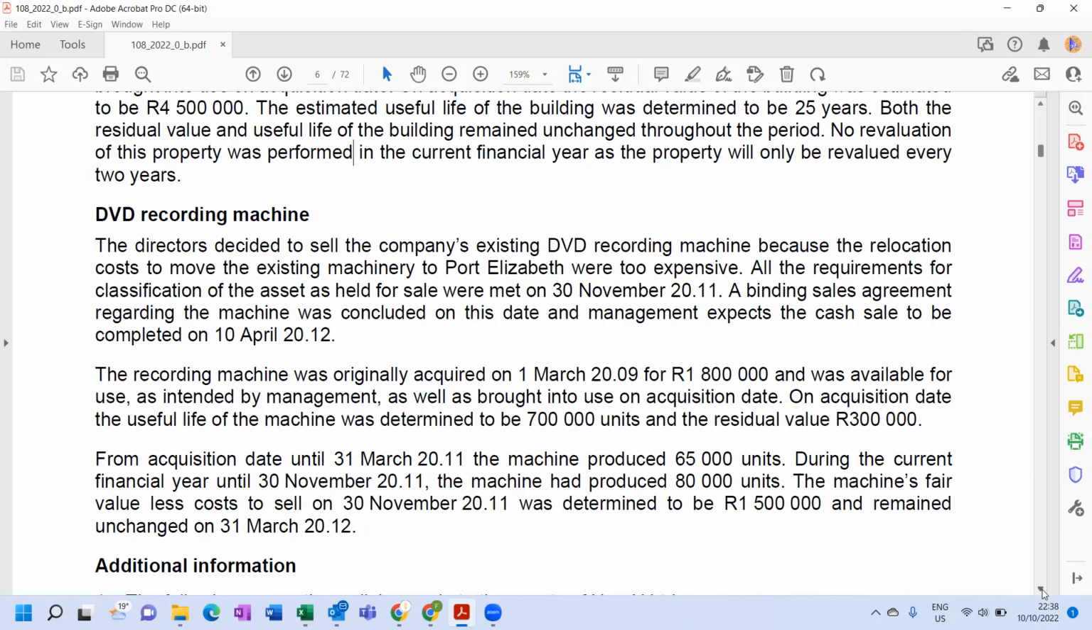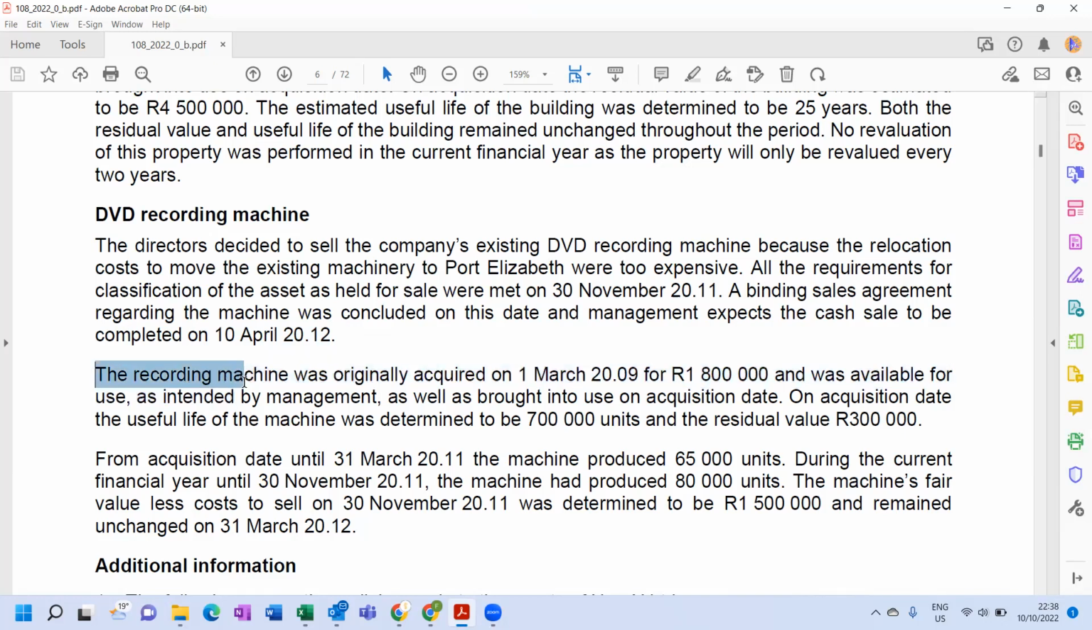So that means 30th November 2011 will be the last date that we can depreciate this asset until. We can't depreciate the machinery after 30th November 2011. That's very important to take note of. There you can see a binding sale agreement, and the machine will only be sold after the financial year end. It will be sold on 10 April 2012, which is after the year end of 31 March 2012.